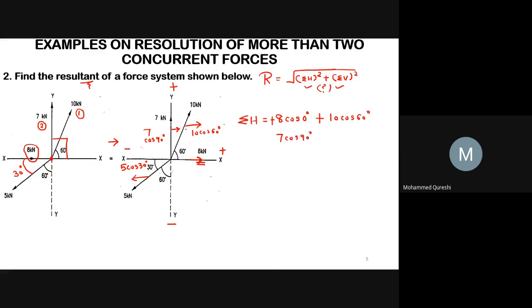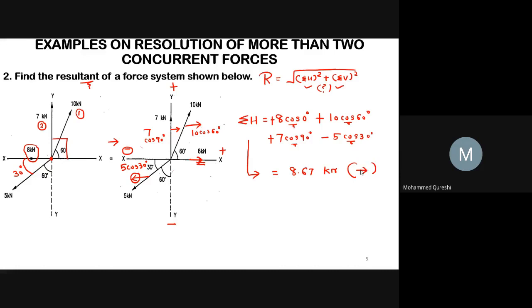7 cos 90 degrees is also positive because it lies in the first quadrant. Then 5 cos 30 degree, but it is in the third quadrant, hence it will be negative. So after solving these values, you will get sigma h equals 8.67 kilonewton. It is positive, hence we will denote it by this notation.